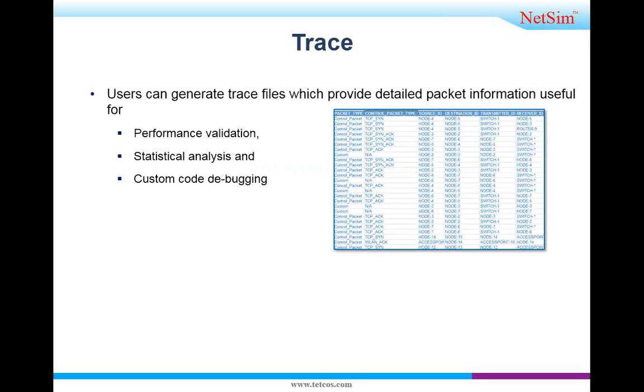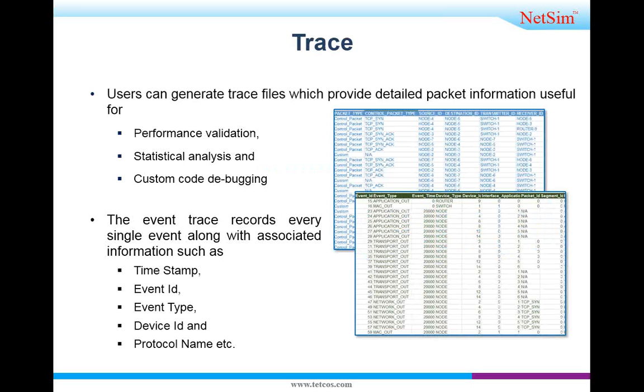So traces. In traces, there are two types: one is packet trace and one is event trace. In packet trace, the user can generate the packet trace for performance validation, statistical analysis, and custom debugging. Here we will get the packet type, control type, packet ID, source ID, destination ID. You can see in the screenshot, you get the various details about the packet, and you can analyze each and every packet: where it is moving, source and destination, whether sending was successful or not. All these you can see in the packet trace.